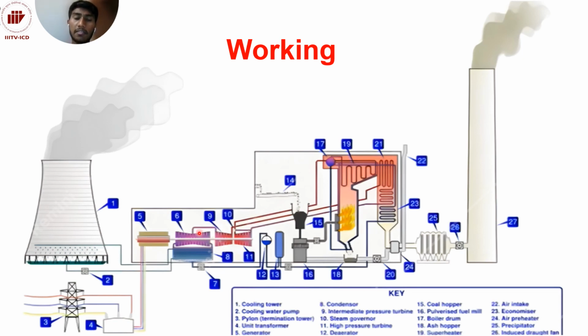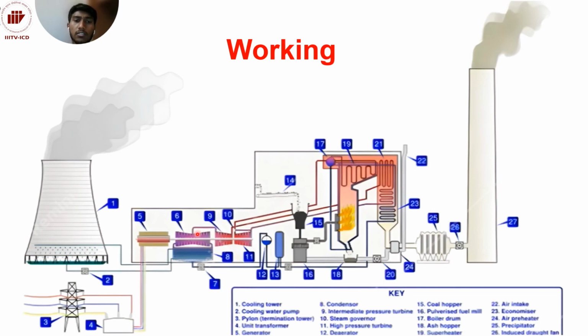Here the turbines will be the high pressure turbine, intermediate pressure turbine, and low pressure turbine. As the steam goes from the boiler to the steam turbine, the steam has high temperature and pressure with kinetic energy. It starts rotating the blades of the turbine. Here the blades will be rotating.